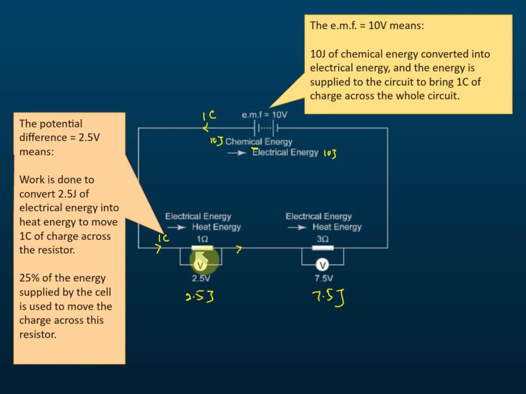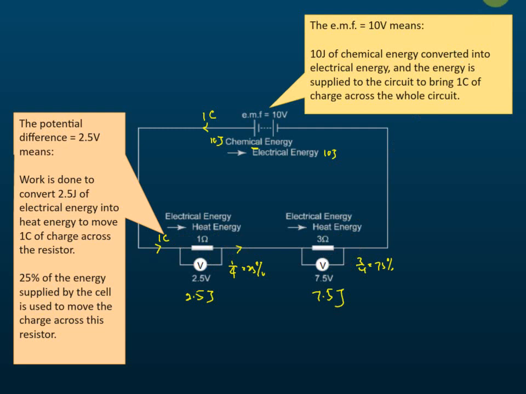Why 25? Because this is 25% of the load resistance. 1 ohm, 3 ohm, together 4 ohm, right? So this is 1 over 4. 1 over 4 means 25%. This is 3 over 4. This is 75%. That's the meaning of potential difference 2.5 watt. That's how much work is done to move 1 coulomb of charge across these 2 points.